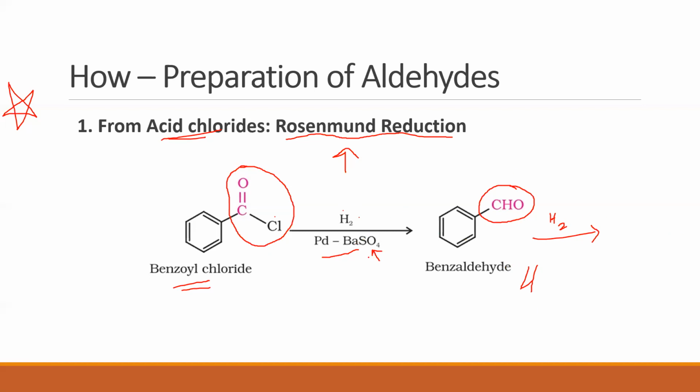catalytic inhibitor. This has been asked a couple of times in competitive exams. In Rosenmund reduction, barium sulfate behaves as: A, catalyst; B, catalytic poison; C, some solvent; D, none of the above. So you need to understand that this is a catalytic poison.